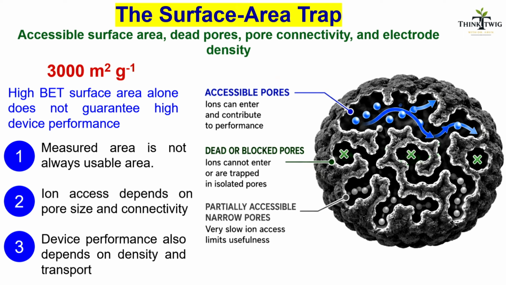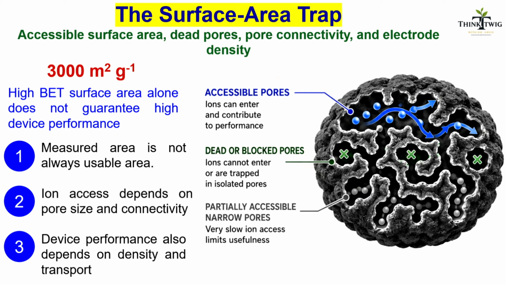So we actually have two different ideas. One is the surface area measured during the characterization. The other is the surface that participates during electrochemical operation. And the gap between these two is the surface area trap. A value of 3000 square meter per gram can look excellent in a table, but the supercapacitor does not read that table. It responds only to the surface that ions can actually use.